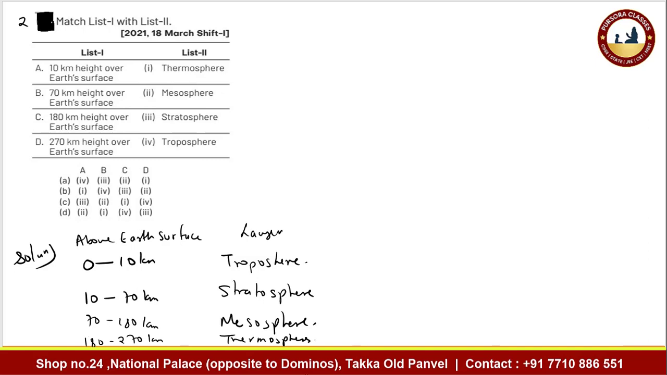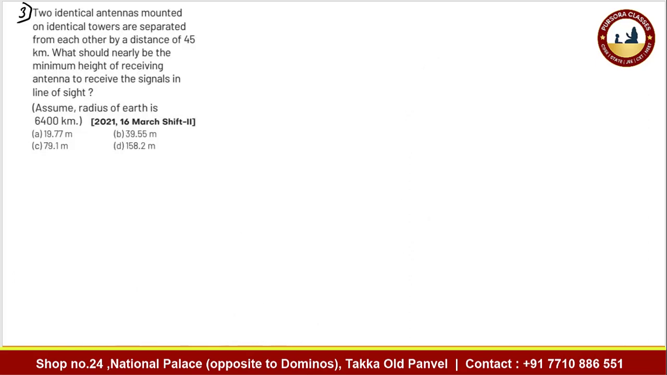So if we see option A, we have troposphere, that is 4. For B, we have stratosphere, that is 3. For C, we have mesosphere, that is 2. And for D, we have 1, that is thermosphere. So it is 4, 3, 2, 1. So 4, 3, 2, 1 is the first option, students. So the correct option is A. I hope you have understood. Okay, students, moving ahead with the next numerical.